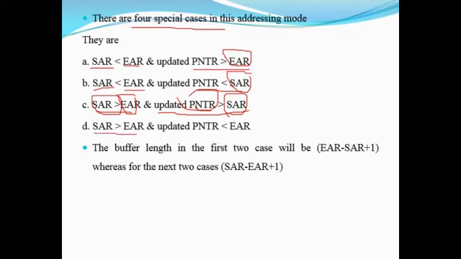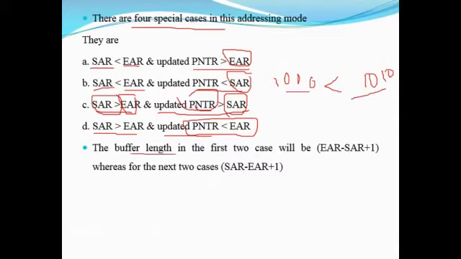Similarly, SAR is greater than EAR and the updated pointer register is lesser than EAR. It means that whatever value you get for a pointer register, say for example 1000, this 1000 will be lesser than EAR, that is, for example, 1010. So this address is lesser than this. The pointer is lesser than EAR.